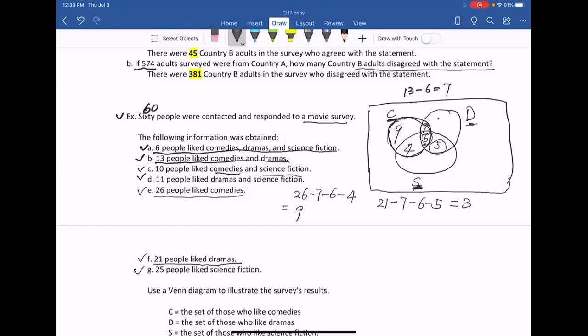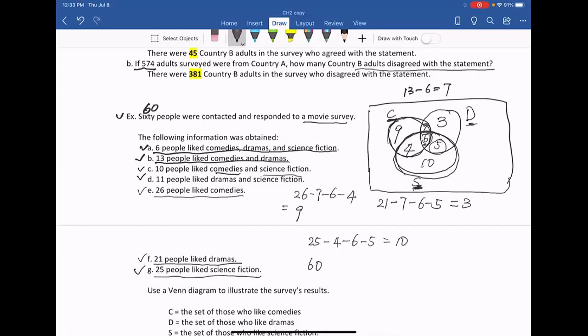And the last information, 25 people like the science fiction. So in this big circle, I have 25 people. So 25 minus 4 minus 6 minus 5 equals 10. I have 10 people here. And totally we have how many people? Oh, I forgot to put 3 here. So totally we have 60.